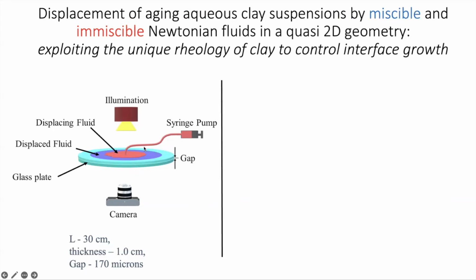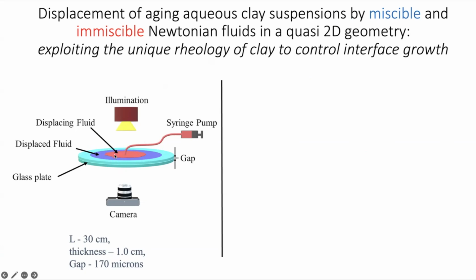Initially, the purple fluid outside has been displaced by the red fluid here. So this is our interface that we've created. This purple fluid would be our clay suspension. We use a syringe pump to pump in our purple fluid, the displaced fluid or the clay, and then we wait for some time, because we want the clay to age. We wait for predetermined amounts of time, and then we inject the second fluid, in this case the red fluid, which is either oil or water, in separate experiments. And then we look at the growth of the interface.